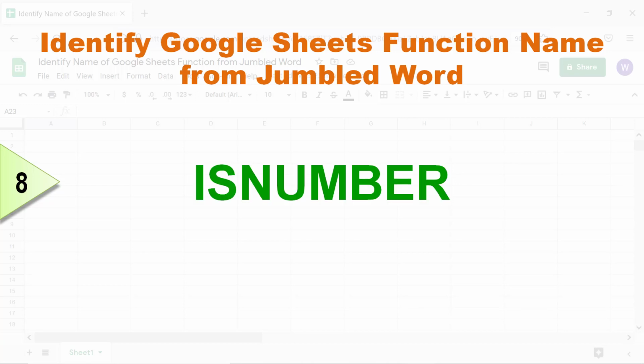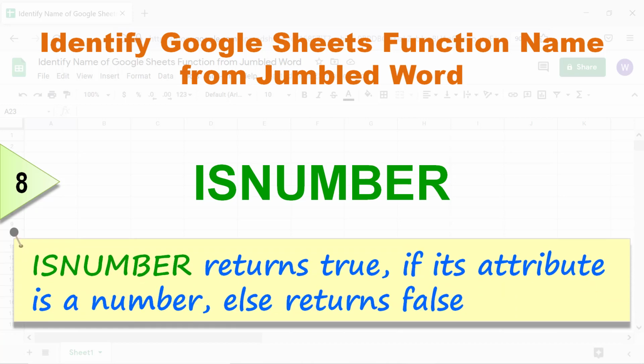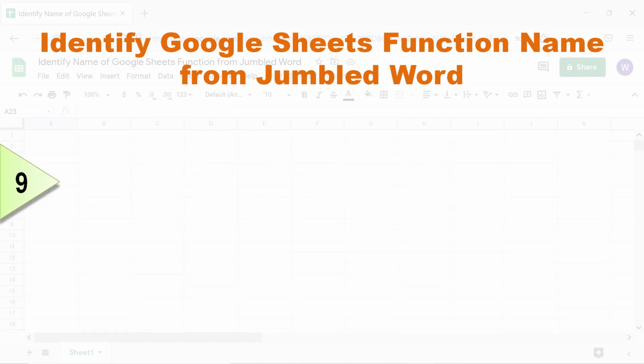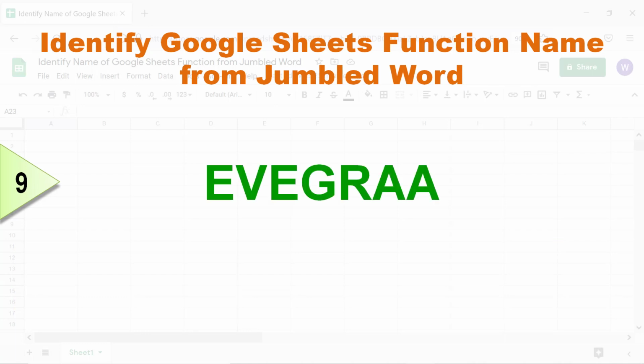Is number. Is number returns true, if its attribute is a number, else returns false. Ninth jumbled function name.